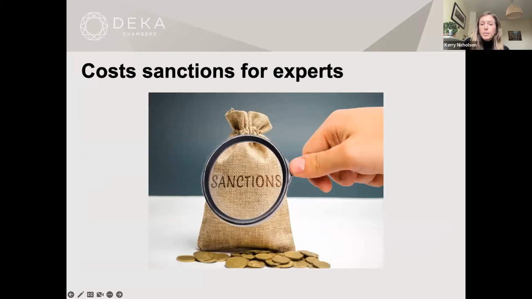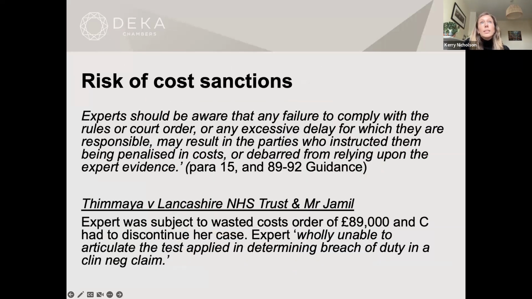So what does happen when experts fail in their duties? Well, other than, for example, their evidence not being relied upon, there can be cost sanctions, and that includes on the experts themselves. So the guidance there: experts should be aware that any failure to comply with the rules or court order or any excessive delay for which they are responsible may result in the parties who instructed them being penalised in costs or debarred from relying on the expert evidence.